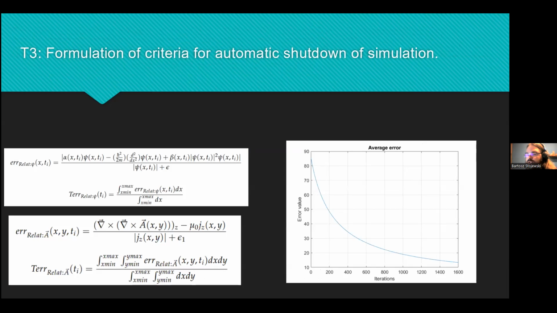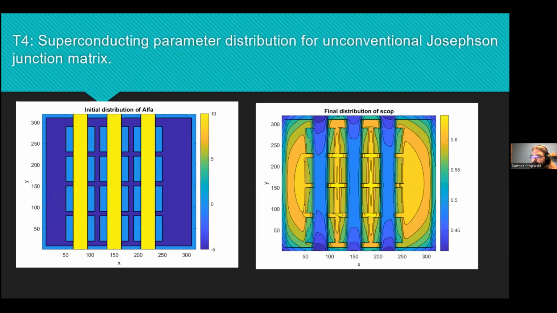Next is the formulation of criteria for automatic shutdown of the simulation. This criteria is of great importance in the case of superconducting integrated structures, and it was initially numerically tested. Then is a superconducting parameter distribution for unconventional Josephson junction matrix. Significant acceleration was observed in the transition from sequential to parallel code execution using OpenMP libraries.